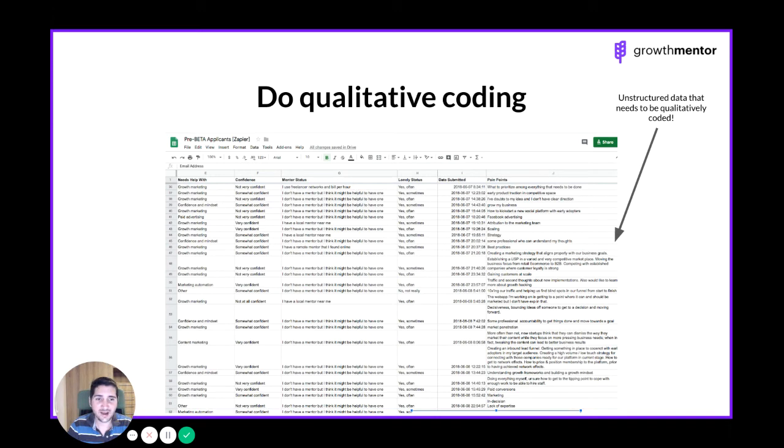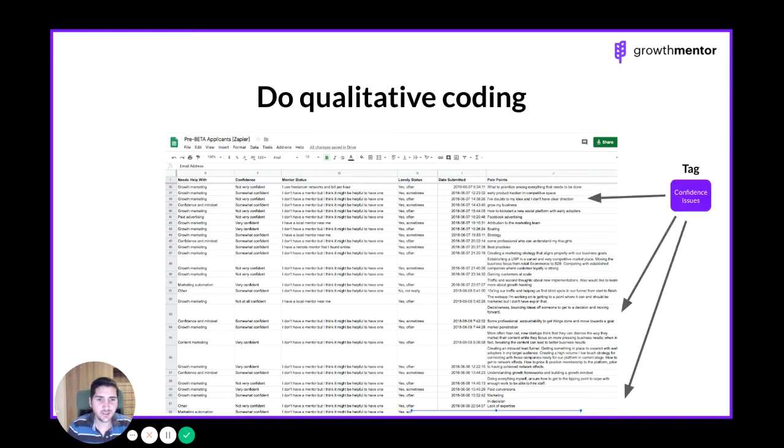So how does qualitative coding work? If you haven't heard of it, it's essentially just reading through a bunch of responses and tagging them, then grouping them into buckets and trying to identify patterns. So to show you over here, for example, these 3 responses all had to do with confidence. So I would tag them confidence issues, and then rinse and repeat across all of the different pain points.